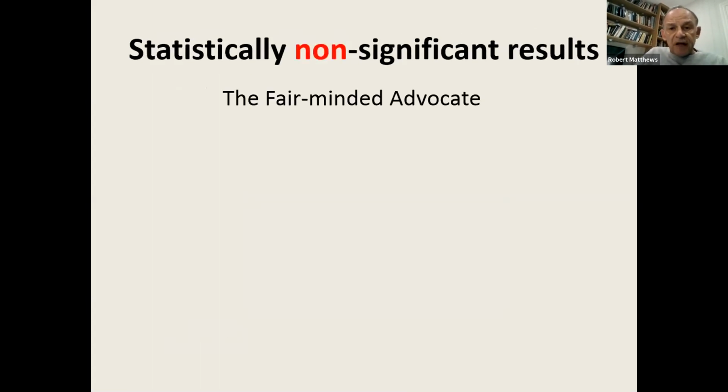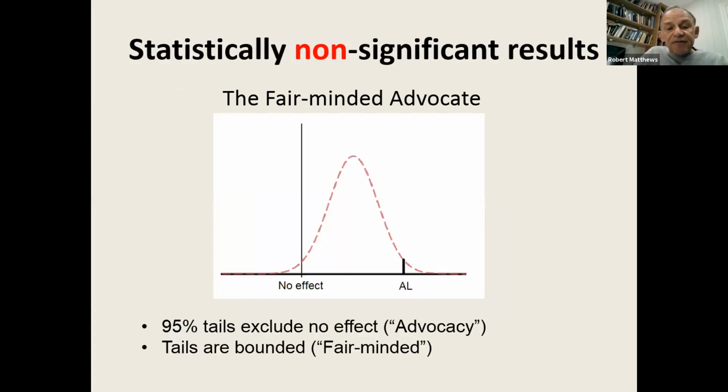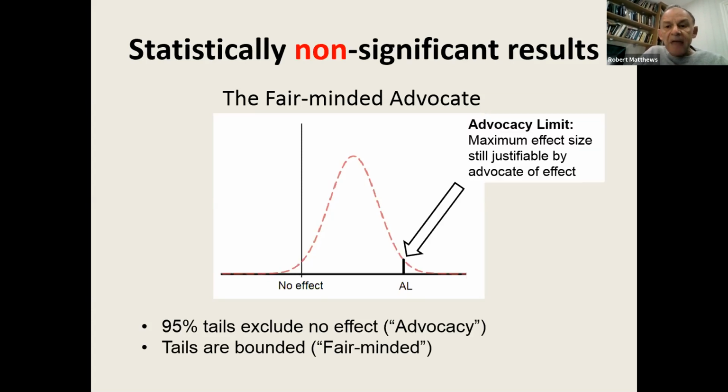Now, for non-significant results, we have the fair-minded advocate. So the advocacy is captured by the fact that the 95% tails just exclude no effect. So they are 95% confident, but the fair-mindedness of the advocate is expressed by the fact that the tails are bounded. He accepts that there can't be a limitless belief for him to be able to say, well, I still believe this non-statistically significant result. That's the maximum effect size that is still justifiable by an advocate of this effect in the face of this non-significance in the findings that have just been published.